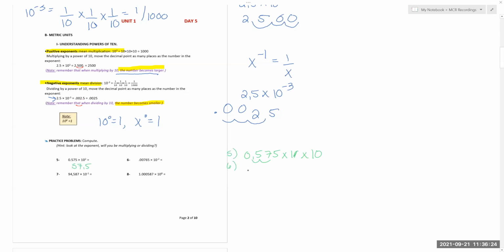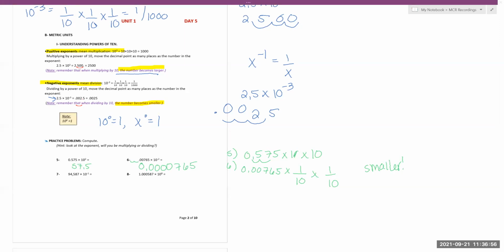For question 6, that's 0.00765 times 1 over 10 times 1 over 10. So it's actually going to make it even smaller. So we've got to watch our zeros because this is going to move it another 1, 2. So I'm going to have 4 zeros. 1, 2 more, 7, 6, 5. And if you're ever not sure, take the number, divide it by 10, divide it by 10 to see what you'll get. No worries there.